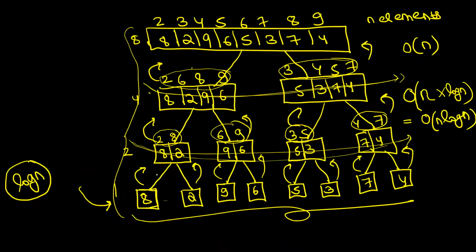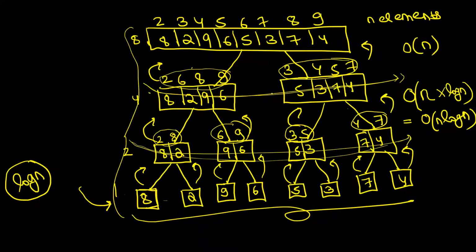What is the depth of the tree, guys? Do you agree? The depth of the tree gives me an idea of the call stack space. What is the depth of the tree? Log n? Everyone agrees the depth of the tree is log n.